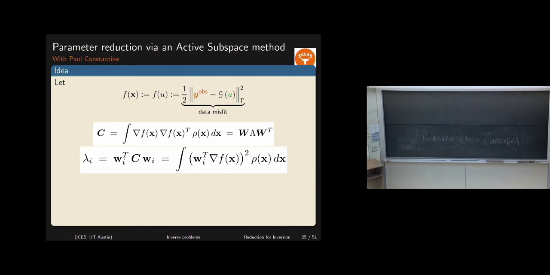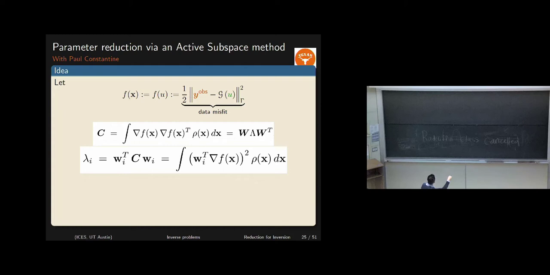In other words, the bigger the lambda_i is, the more important the i-th direction is, because your gradient, and what is the gradient? The gradient is the direction where your function changes most, right? So the bigger the lambda_i, the more your gradient aligns with the w_i singular vector direction. Okay, and if we notice this meaning, then we can truncate.